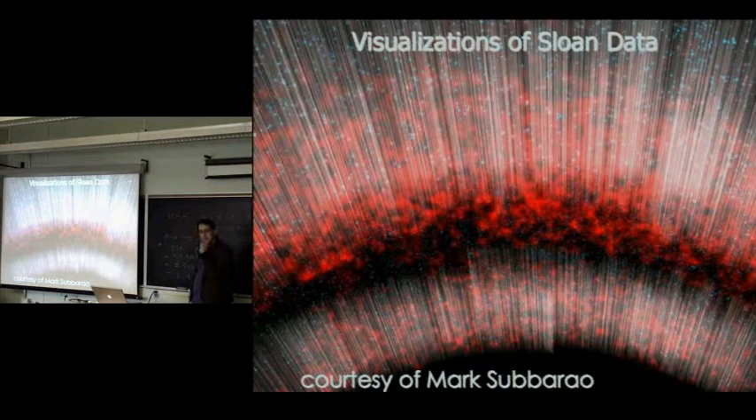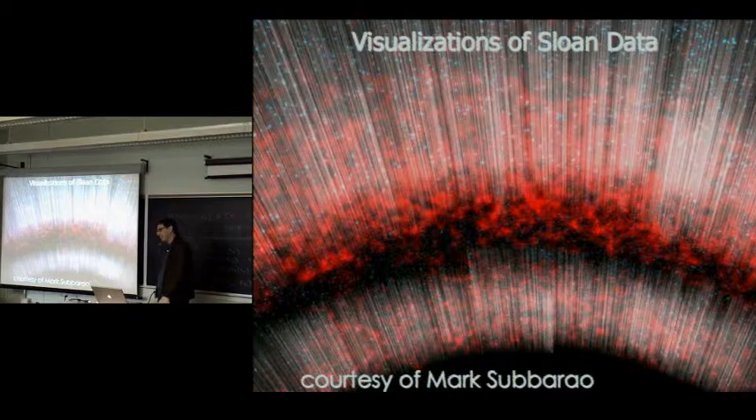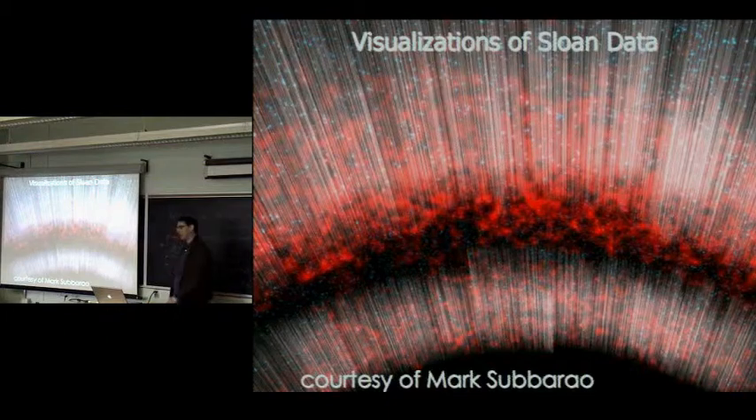Yes? What is special about magnesium 2? It's easy to find in the optical range. That's what makes it special. You had a signal to noise of one Sloan spectrum. Did you find any absorption at all? For signal to noise of one? I don't know. That's other people's work. I just use the data that they give me.